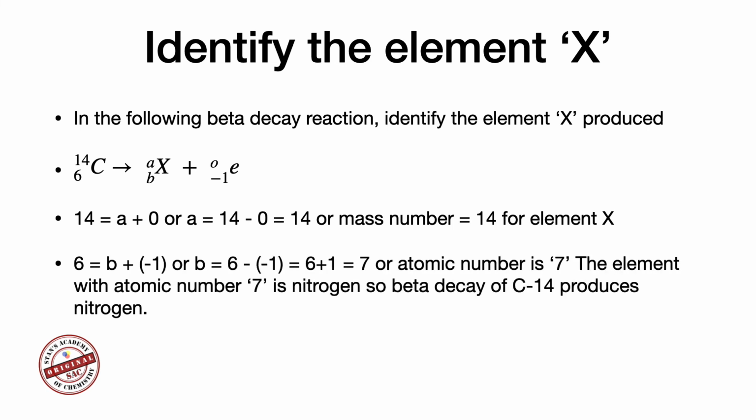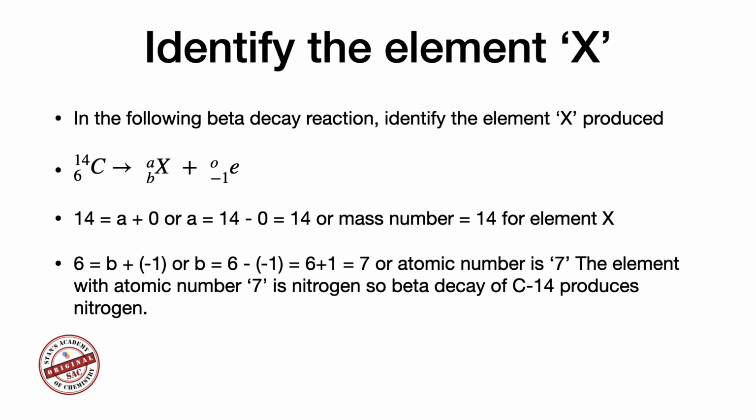Similarly, the atomic number of carbon is 6. On the product side, you have X, where we have assigned the atomic number to be B, and the atomic number or the charge of an electron is -1. So we can say 6 is equal to B plus, in brackets, -1. Or we can say B is equal to 6 minus of -1, which makes it 6 plus 1. Or the atomic number of the element is 7.